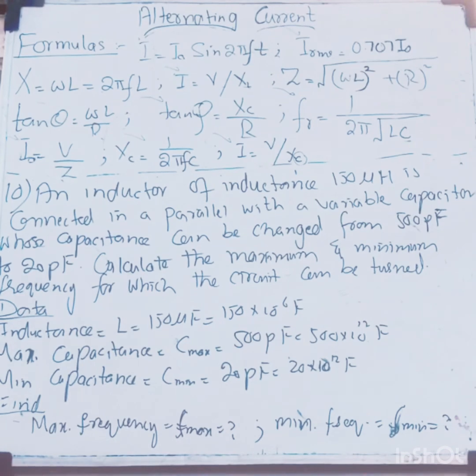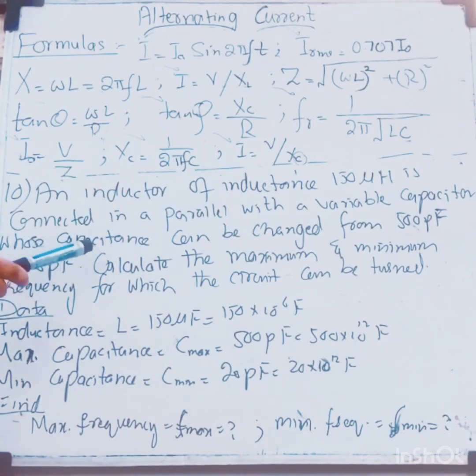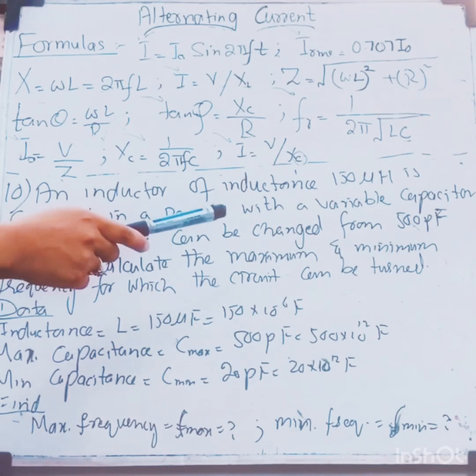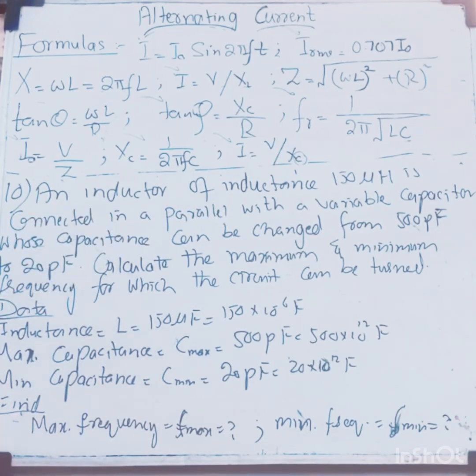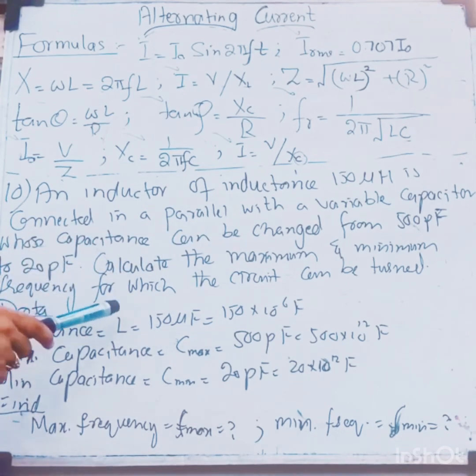So let's read this. An inductor of inductance 150 μH is connected in parallel with a variable capacitor whose capacitance can be changed from 500 pF to 20 pF. Calculate the maximum as well as minimum frequency.